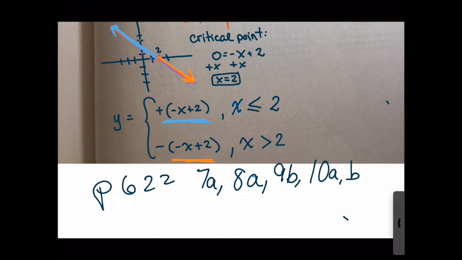So for 7 and 8, you're graphing, completing the table if you want to, or you can graph it the way I showed you. For 8 and 9, you're doing the piecewise notation, and 10 is graphing, and then identifying the domains and intercepts. Okay?